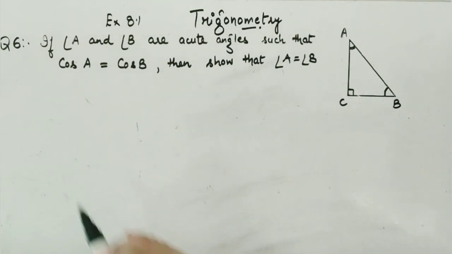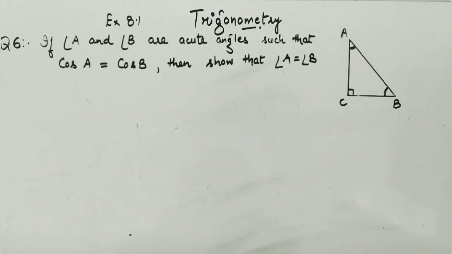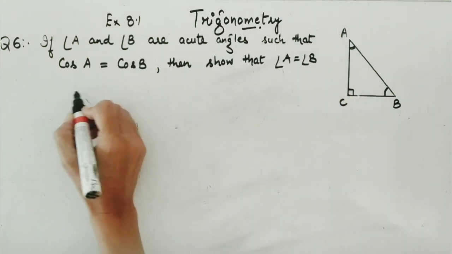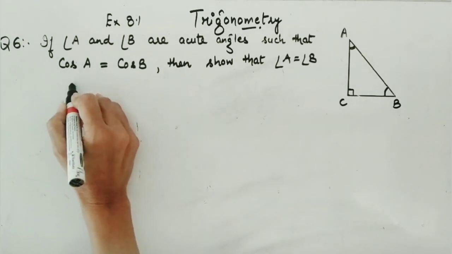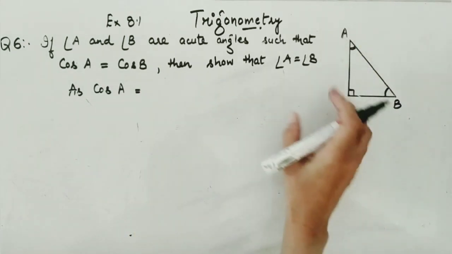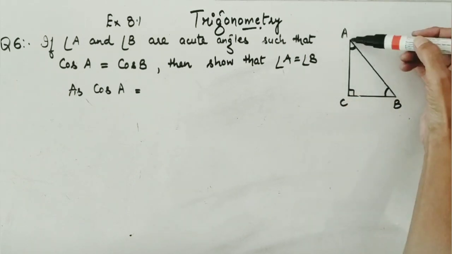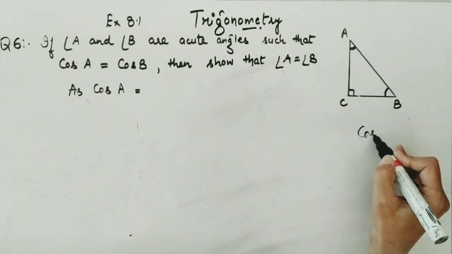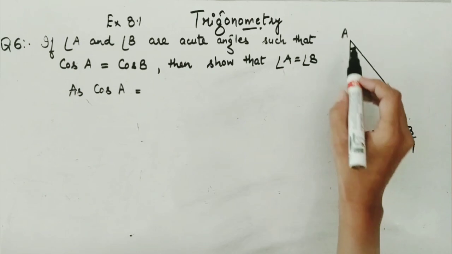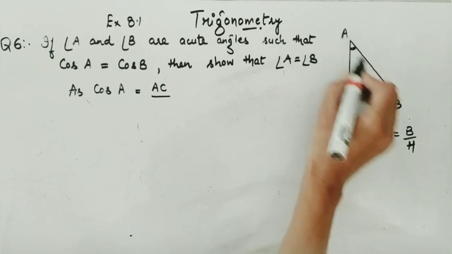Condition says cos A and cos B are equal. Show that angle A and angle B would also be equal. For this, let us just write the ratio of sides. When it is cos A, we know cos A in terms of ratio of sides from here. How would you write it? Cos A indicates angle is here, this is base, and cos theta is always base by hypot. So cos A, base is AC, hypot is AB.